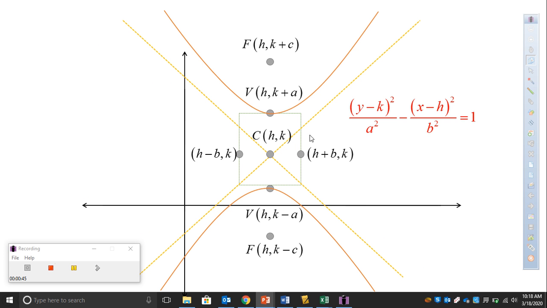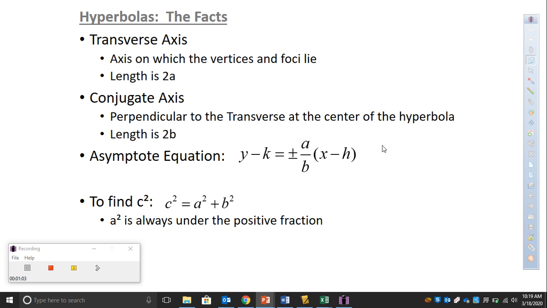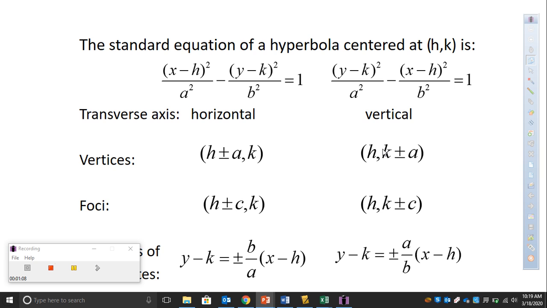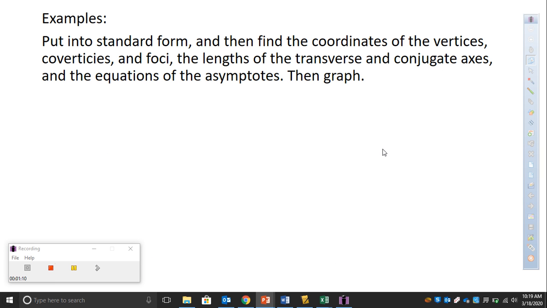That's nothing new also. This is a vertical version, centered at (h, k) as well. Again, make sure the y is going first. I always put my y first. I always put the positive fraction first. So be careful when you're writing your center about what that is. Don't switch around the k and the h. These slides are old news. So there you go. That's where we're at.